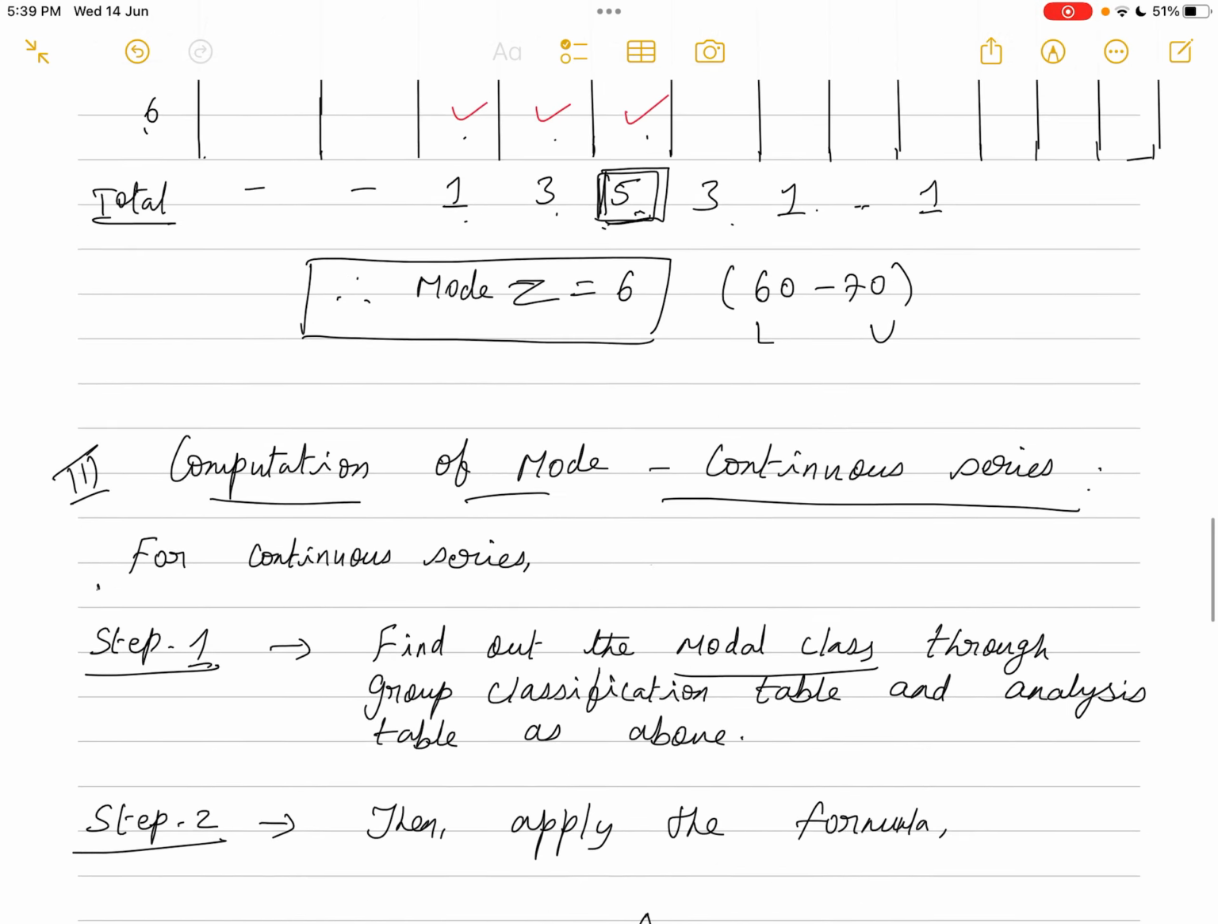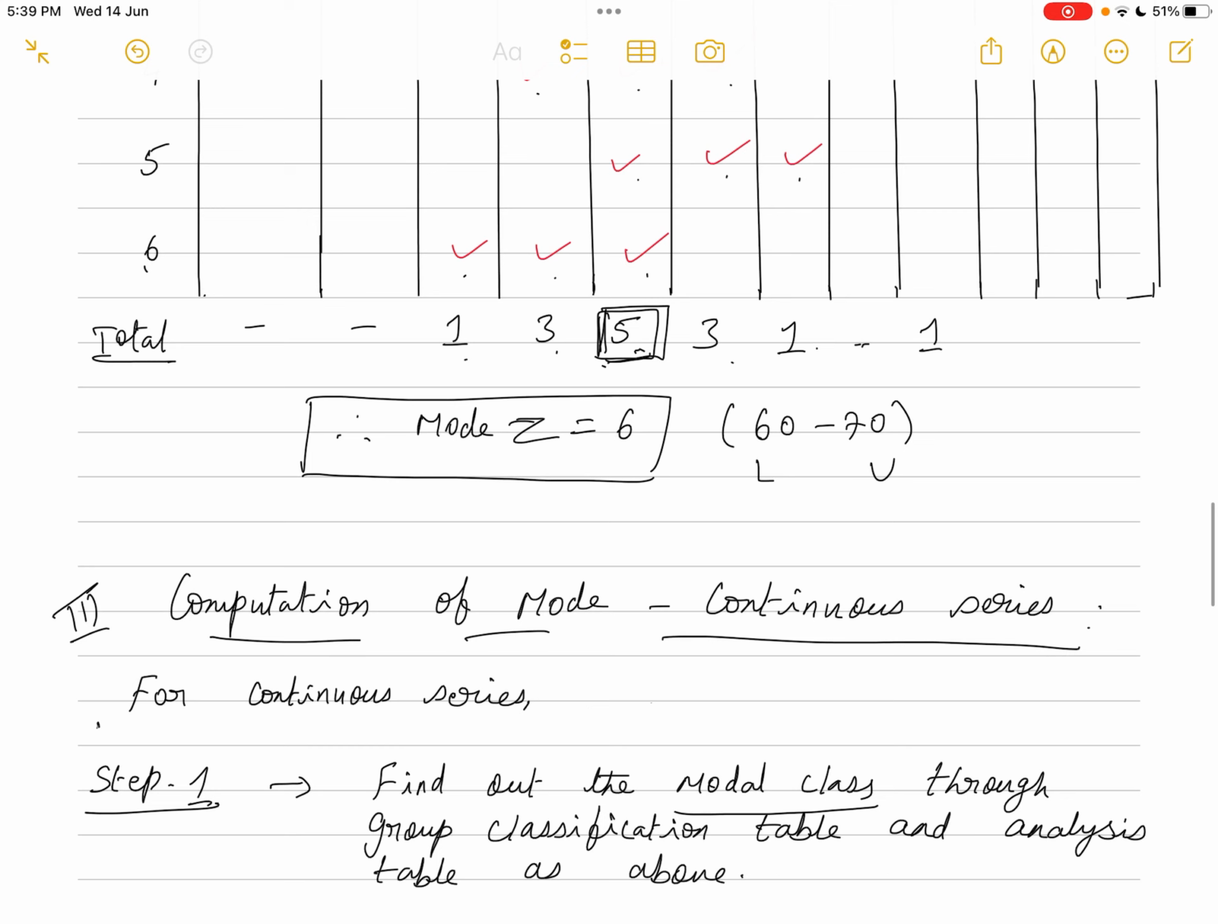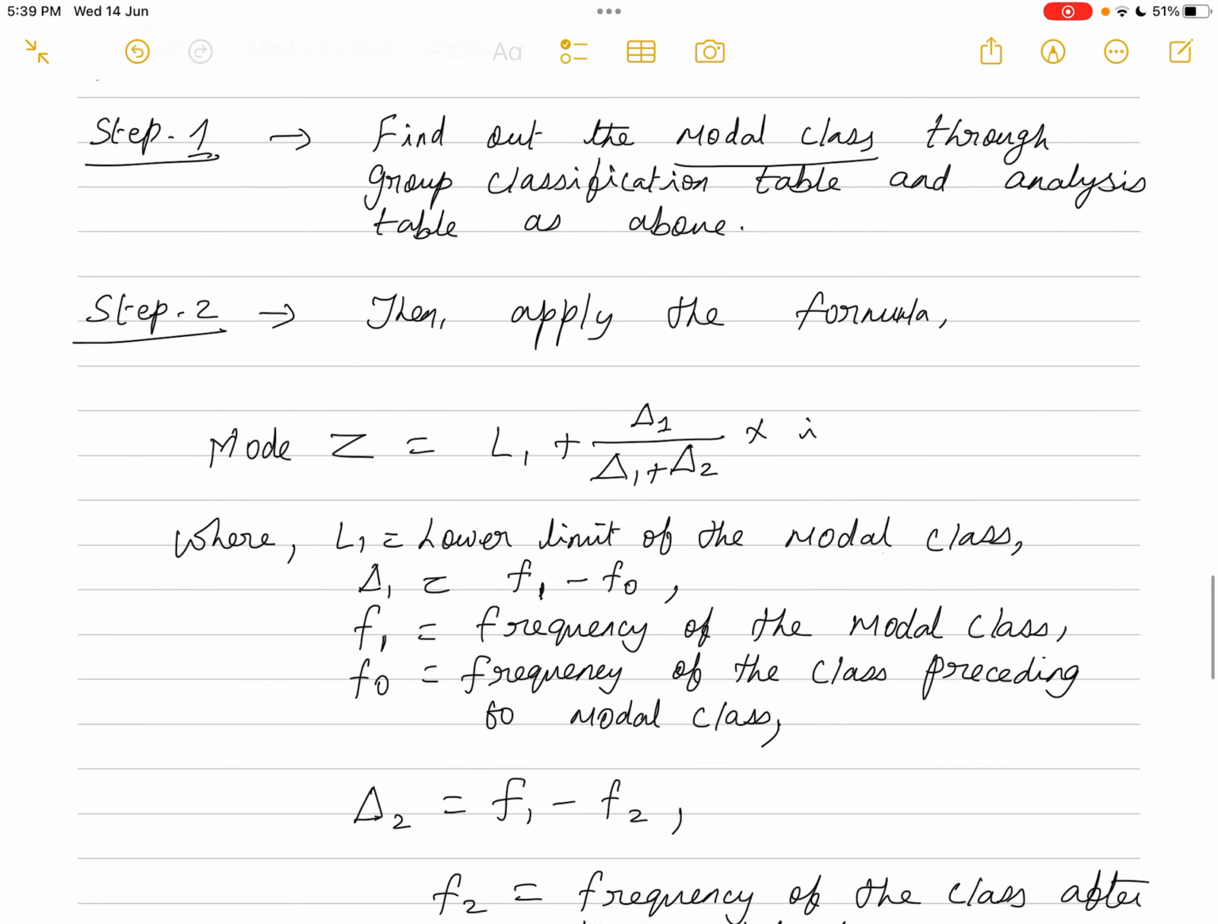So the lower limit of the modal class, suppose it is 60 to 70, 60 will be L1. Okay. And then delta 1 will be F1 minus F0. What is F1? Frequency of the modal class. So for 60 to 70, whatever the frequency, that will be F1.